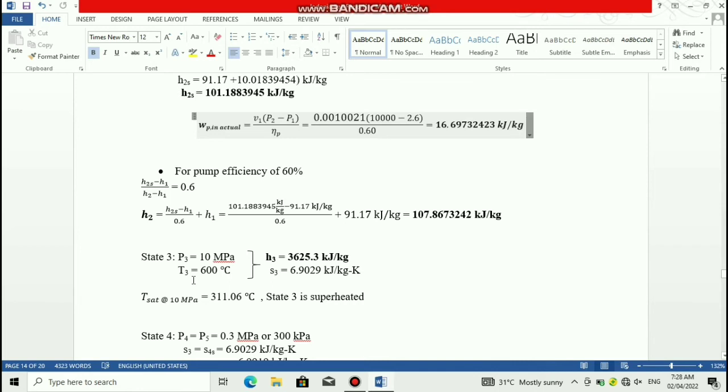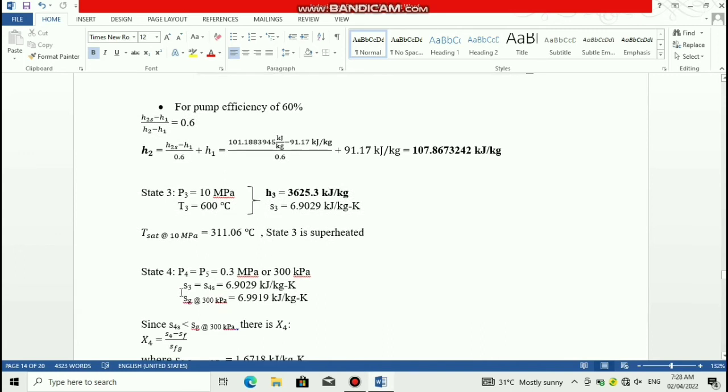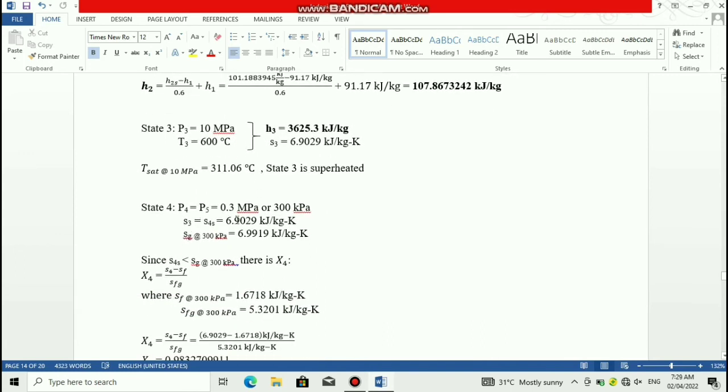So Tsat at 10 MPa is 311.06 degrees Celsius. So state 3 is superheated. At state 4, P4 equals P5 equals 300 kPa. Then S3 equals S4S. So this is the value. Then SG at 300 kPa is 6.9919. So since S4 is less than SG at 300 kPa, there is a quality X4.